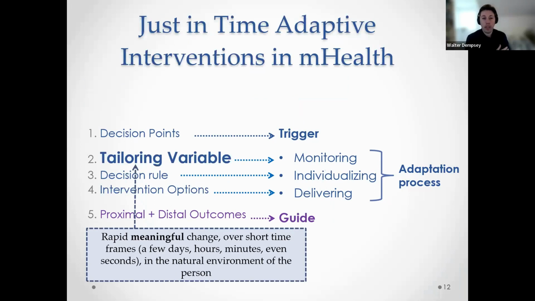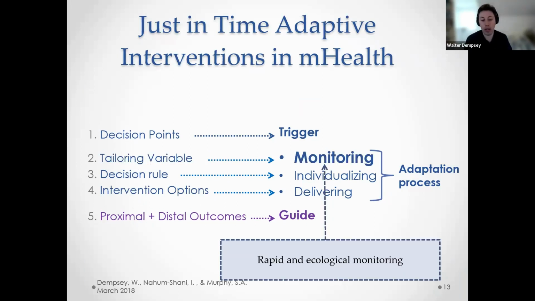And so this motivates this idea of just-in-time adaptive intervention. The idea behind just-in-time adaptive interventions, specifically in mobile health, is that we have tailoring variables that we expect to have meaningful changes over shorter time frames. So a few days, hours, minutes, or even seconds. And these changes occur in their natural environment, which means we need to monitor in a rapid and ecological fashion. We can no longer rely on the individual coming to the clinic every month to assess some outcome in order to decide what to do.